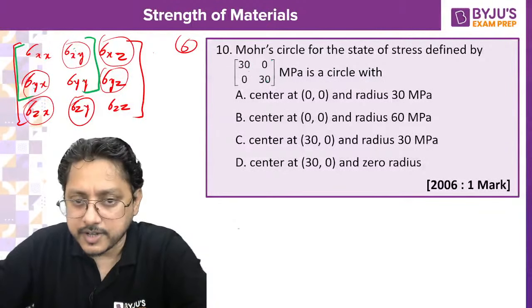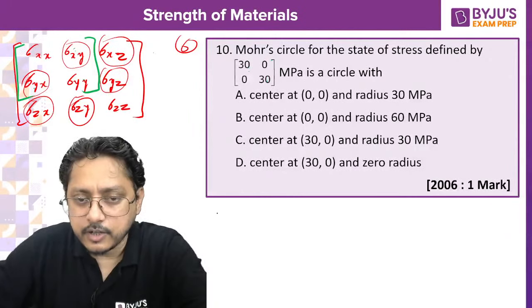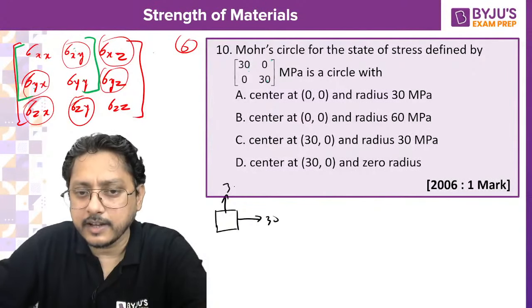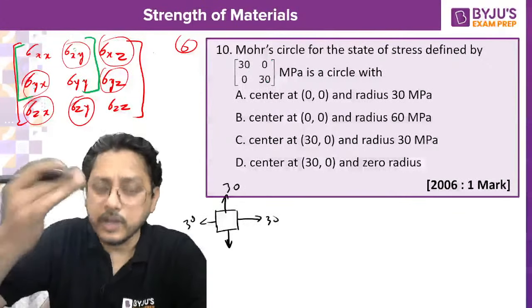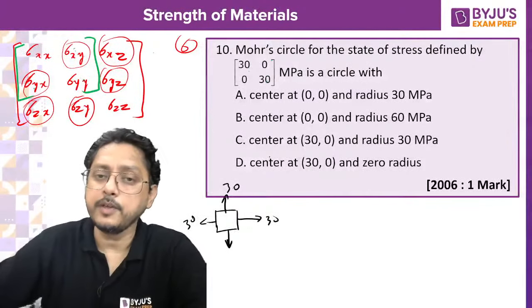So what is the state of stress here? The state of stress here is nothing but: you have a sigma x of 30 and a sigma y of 30. That's all. So they are representing this sigma x and sigma y in matrix format. This is another way of representation. Nothing else. Now, what will be your Mohr circle?